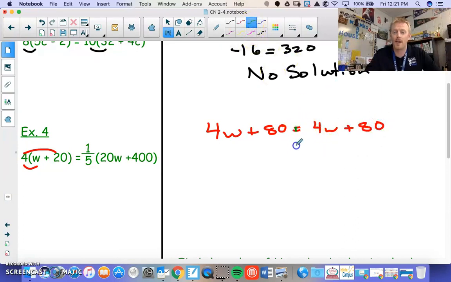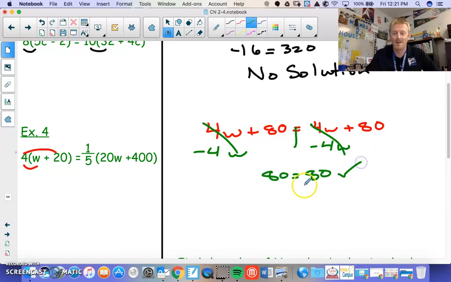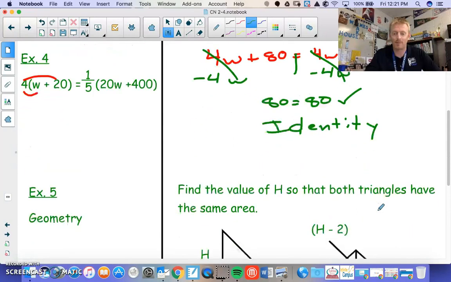Now, if you haven't yet noticed, the left side is entirely equal to the right side. But to prove that this is true, we're going to subtract 4w's from both sides and find out that those all cancel and that 80 is equal to 80, which means that this is a true statement. This is called an identity. So that no matter what number you plug in for your w, everything works. Okay? That's why it's an identity.